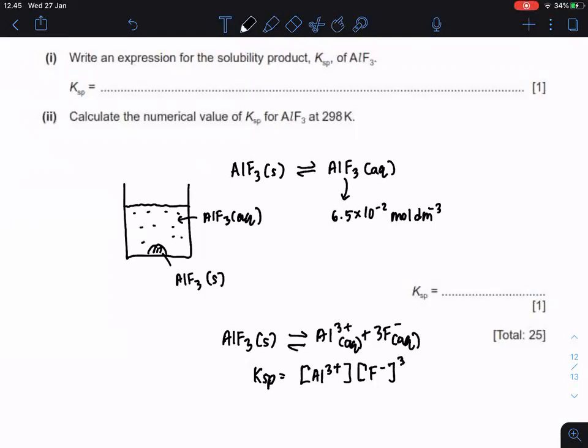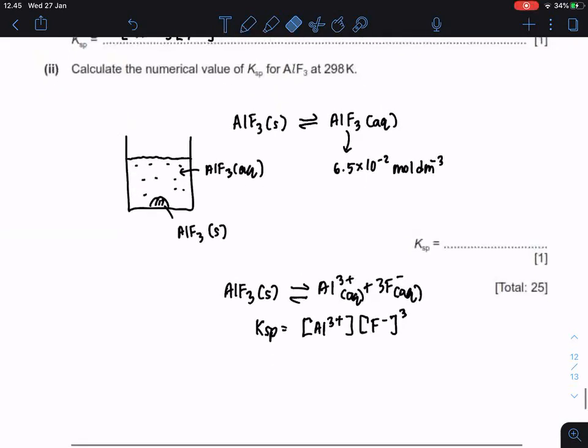So the expression is the concentration of Al3 plus times the concentration of F minus to the power of 3, because of this 3. Now if they ask you to calculate the numerical value, how do we calculate it? It's quite simple because we know the solubility is 6.5 times 10 to the power of negative 2. So we will just use this as our solubility value.